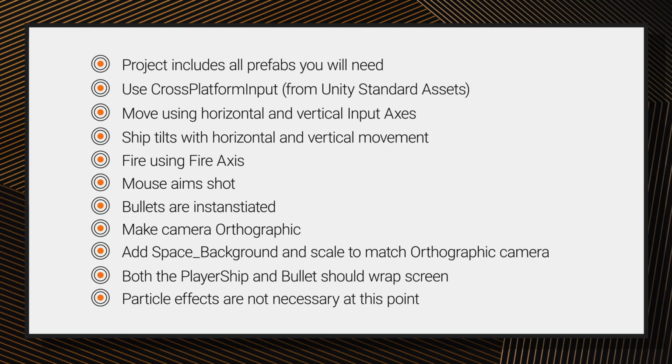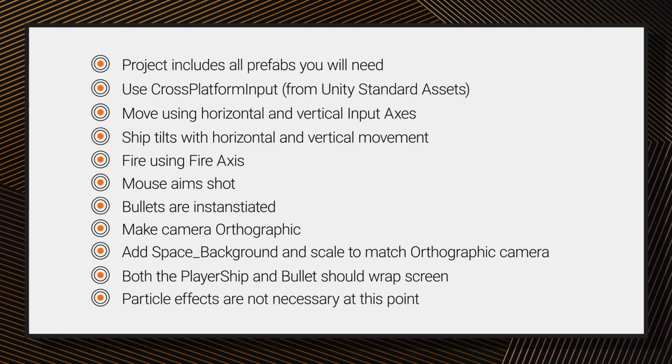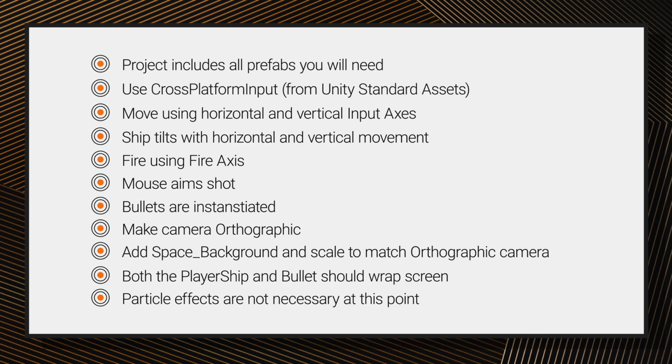Now, let's talk a little bit about some of the things you're going to need to implement. All right, so as I said, we want you to use the cross-platform input manager. So you're going to be using things like the horizontal and vertical axes as well as the fire axis. Make sure that that ship tilts with the horizontal and vertical movement and fire using the fire axis, like I said. The mouse is going to aim and shoot by clicking the mouse 0 button. You need to instantiate bullets, have those bullets be destroyed after 2 seconds, and have them wrap around the screen, and the ship is going to wrap around the screen as well.